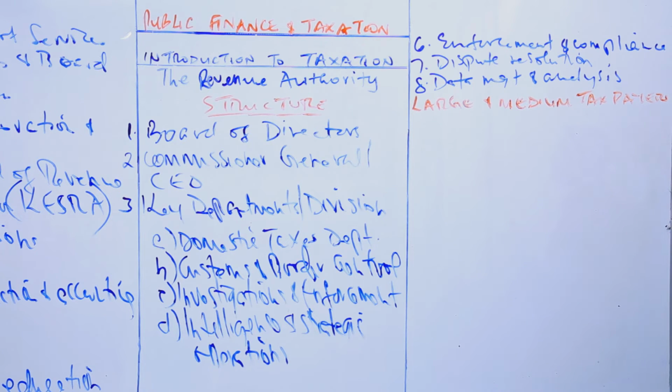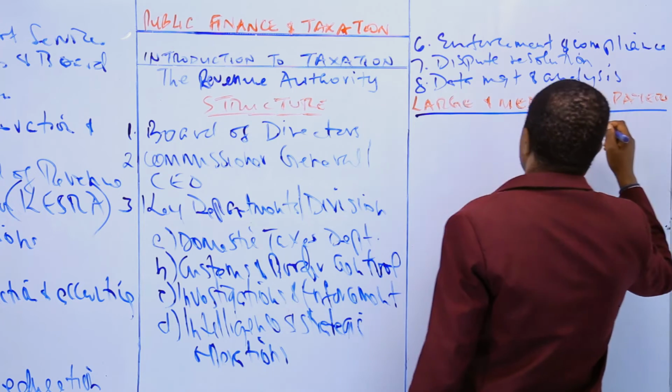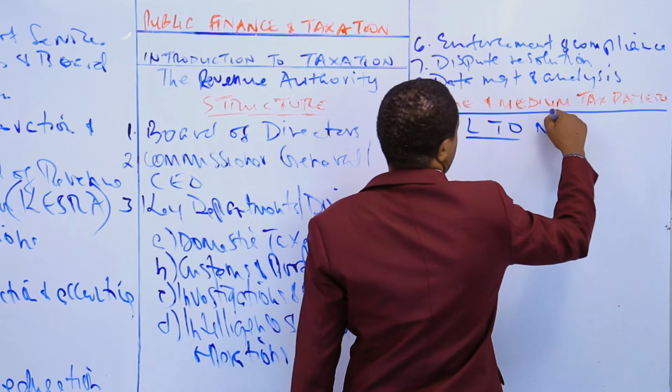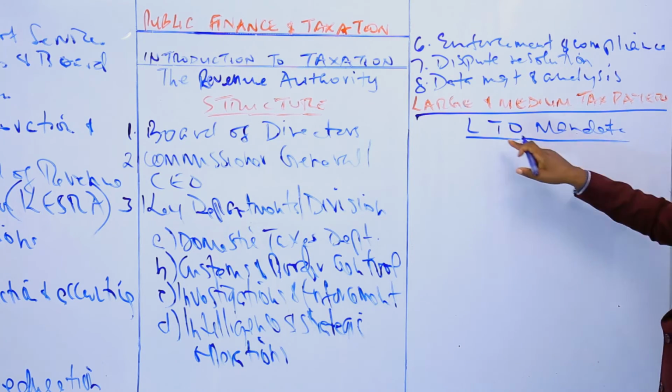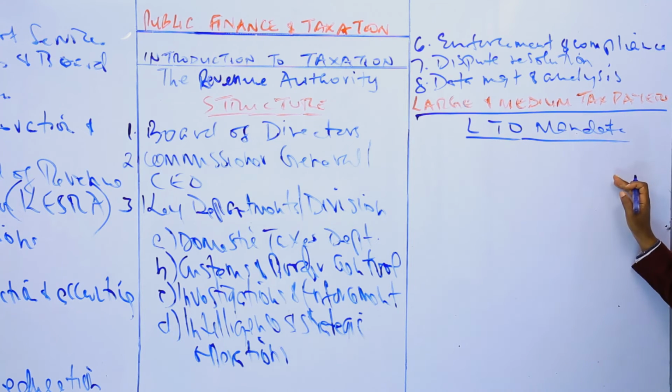So what is the mandate of the LTO, the Large Taxpayer Office? We have the Large Taxpayer Office and the Medium Taxpayer Office. Let's begin with the Large Taxpayer Office. Now, the first mandate is holistic management.